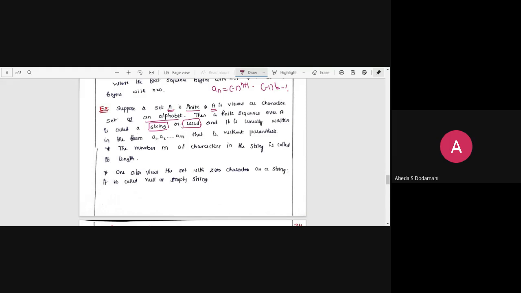Correct? So when you're defining it, if the given set is in terms of finite characters, it is viewed as characters, and then we call it an alphabet. In terms of alphabets, that finite sequence we call a string, or we can also call it a word. It is usually written in the form A1, A2, up to Am, that is without parentheses. We are not using any parentheses. Are you using parentheses for strings, guys?